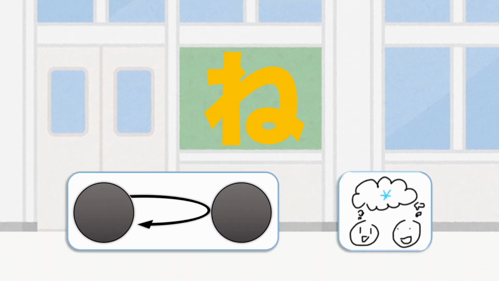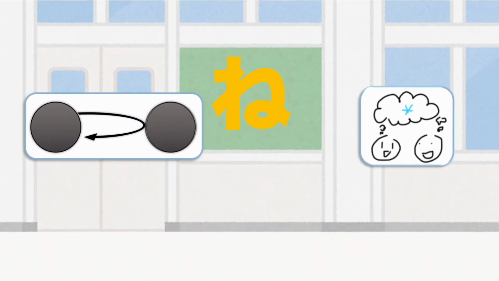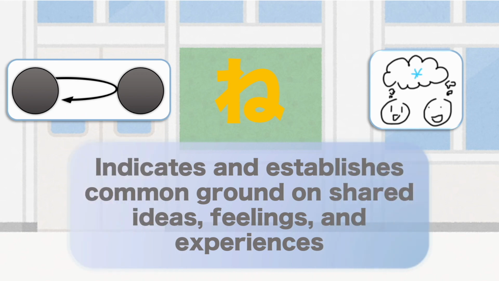The first particle we will talk about is ne. Ne is the most frequently used particle in ordinary conversation. It indicates and establishes common ground on shared ideas, feelings, and experiences. Ne seeks your conversation partner's supportive response and involvement in the conversation.